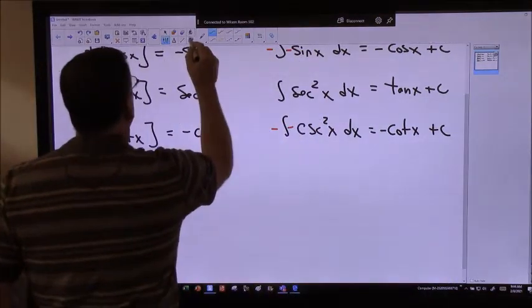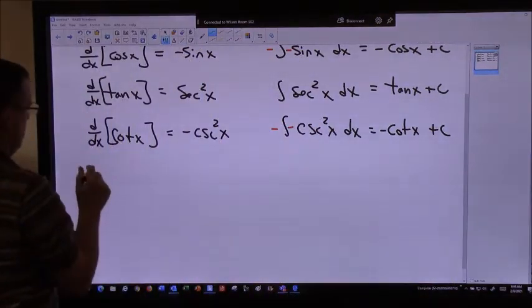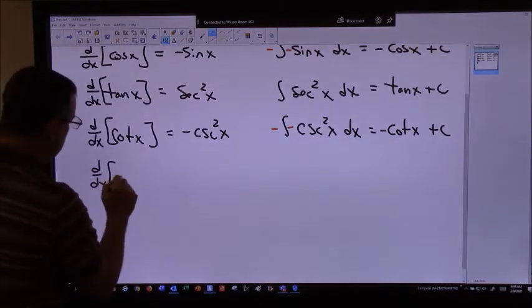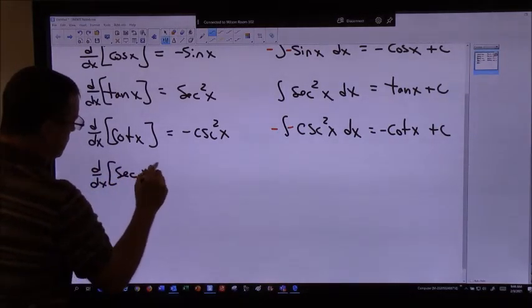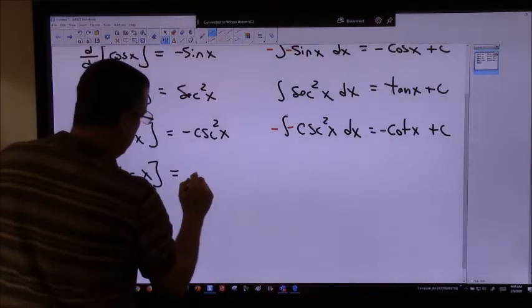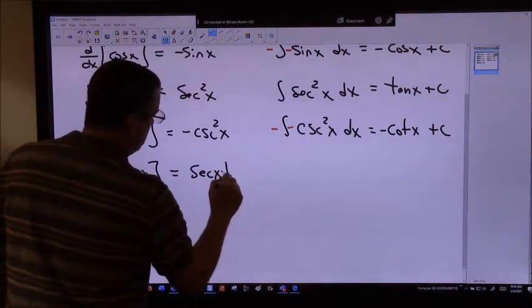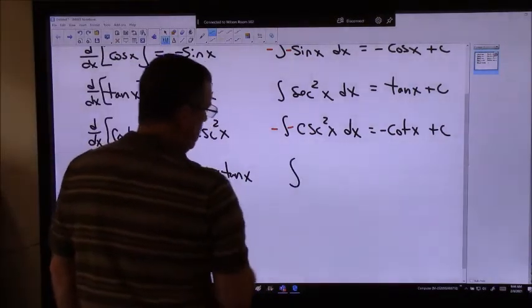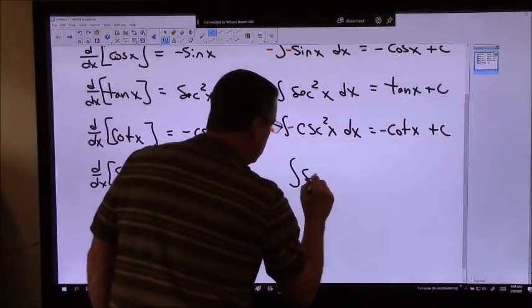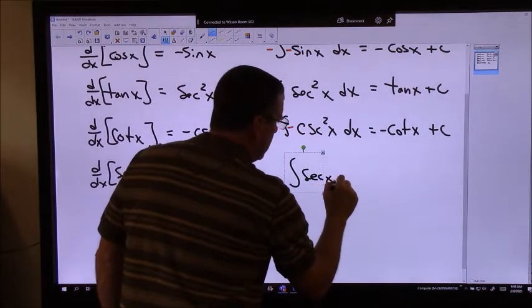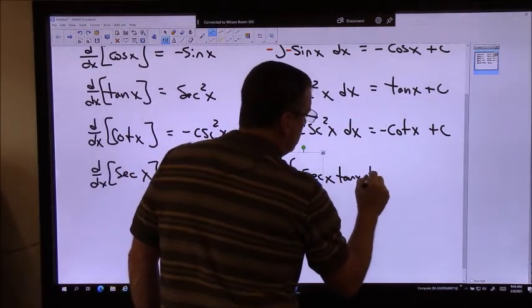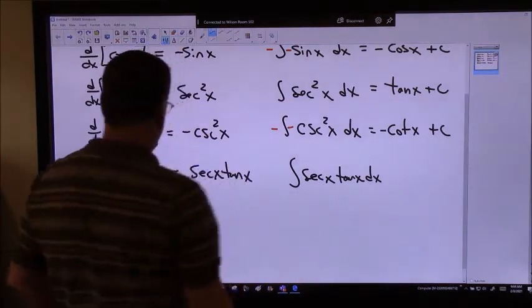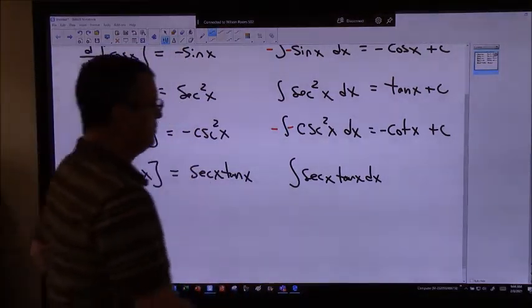Let's see, what else do we have here? We've got the derivative of secant of x. That equals secant x tangent x. So now what's the integral of secant of x times tangent of x dx? Well, that should just be this right here.